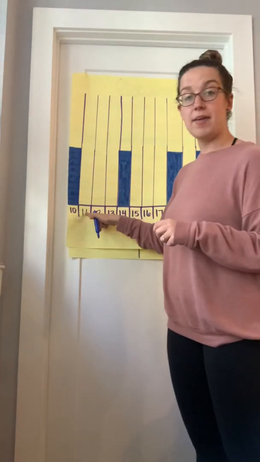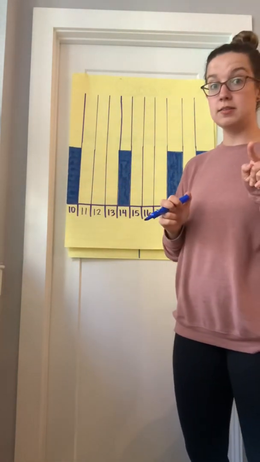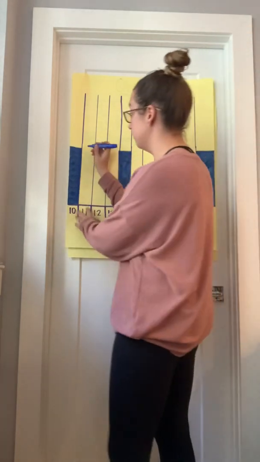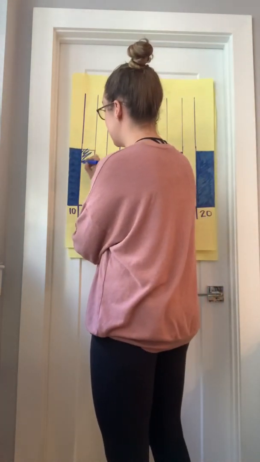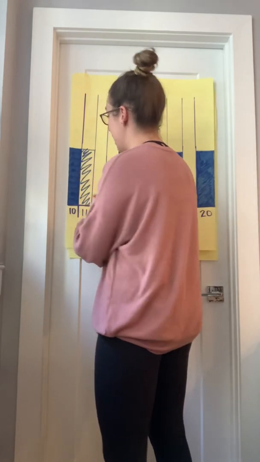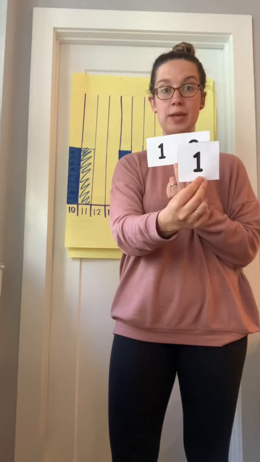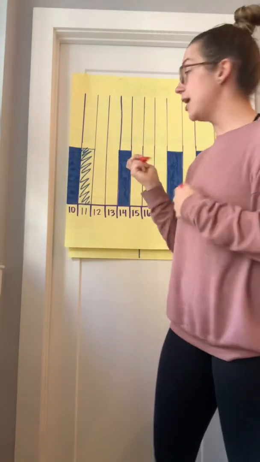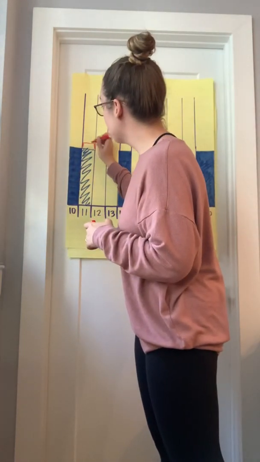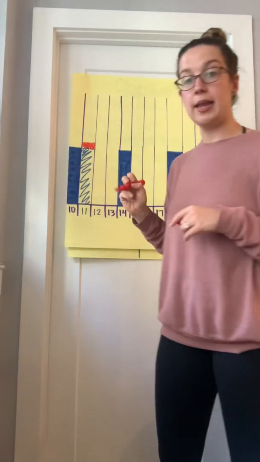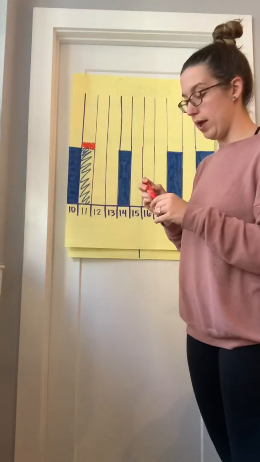Now, 11. How many ones can we break it into? We can break it into 10. So I'm going to color in 10 boxes. And how many extra ones are in the number 11? 1. So we can break apart 11 into 10 and 1. So we have 10. One more is 11. I hope you're saying it with me. I'm going to color one box in. So we have 10 and 1 more.